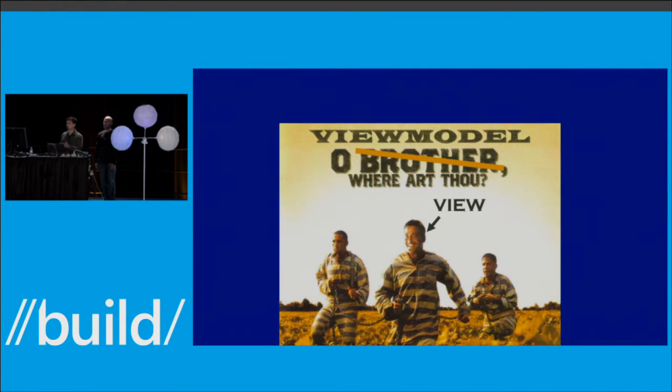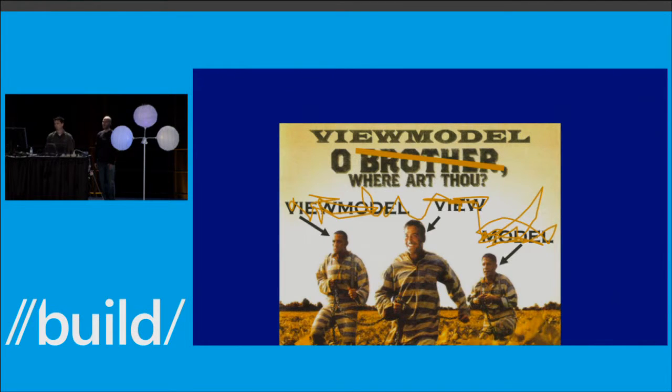I like to think of George Clooney here as the attractive person that everyone likes to look at. He's the view, and the dumb guy in the back is the model, and the big guy who does all the work, he's the view model, and the chains represent the bindings. Really this metaphor is falling apart, so we're just going to move ahead.